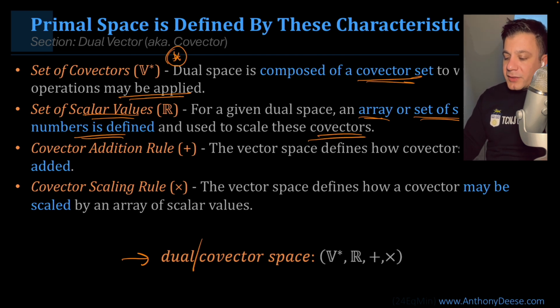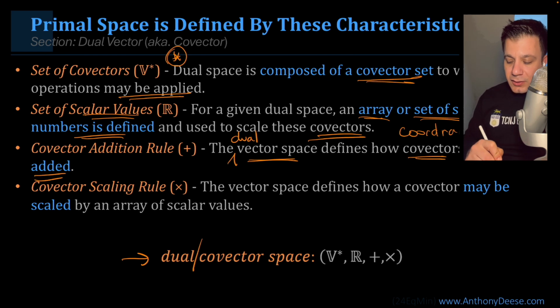Okay, this could represent the coordinate array, or it could represent any set of scalar values that are being applied to it, and that could be part of some sort of forward or backward transform. We have the covector addition rule, which is going to differ from the primal space or primal vector addition rule. So the vector space, the dual vector space, defines how covectors may be added, and then we're also going to look at how they are scaled.